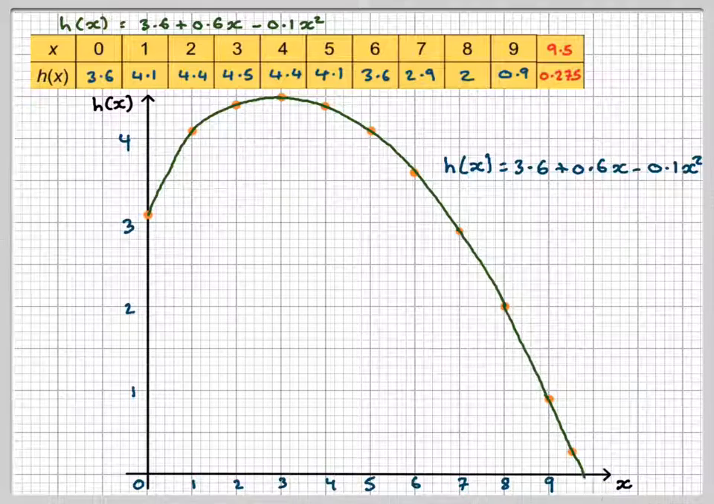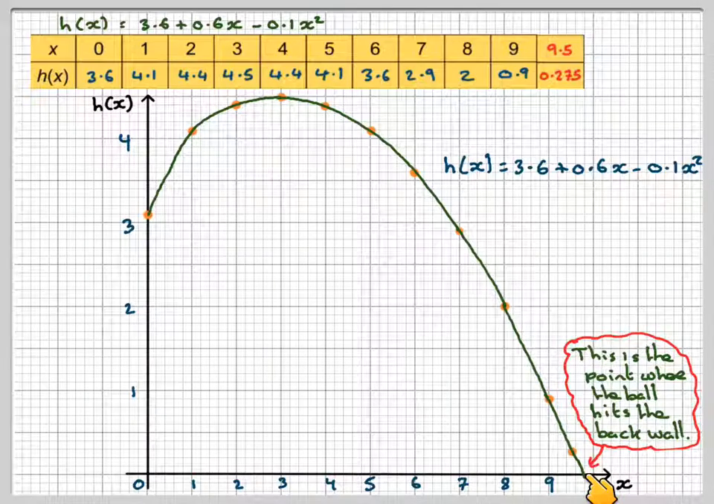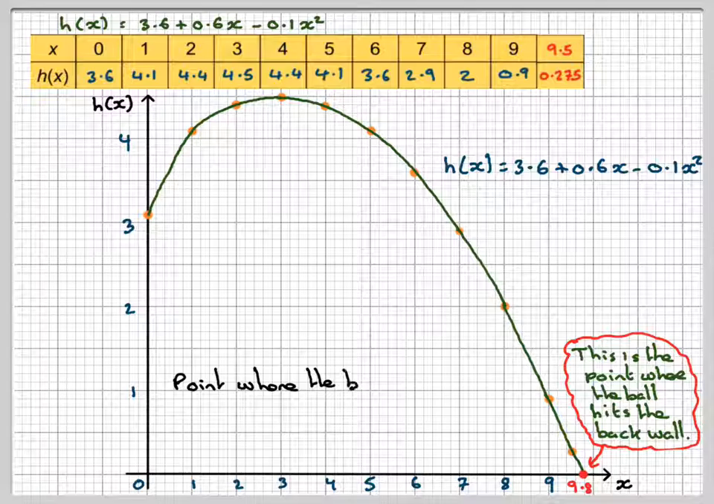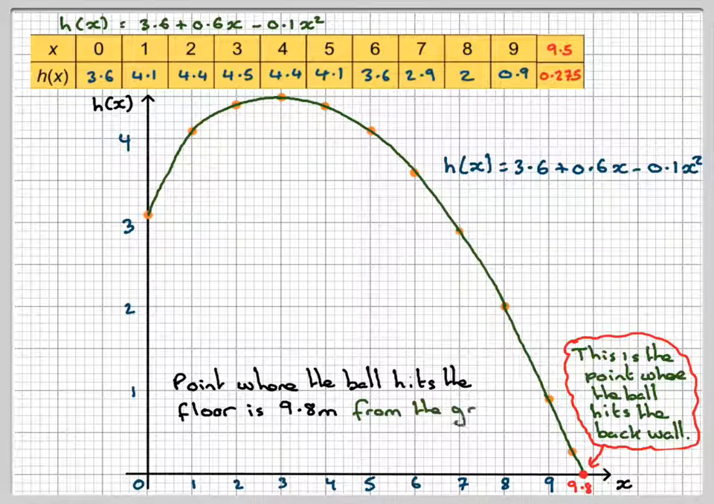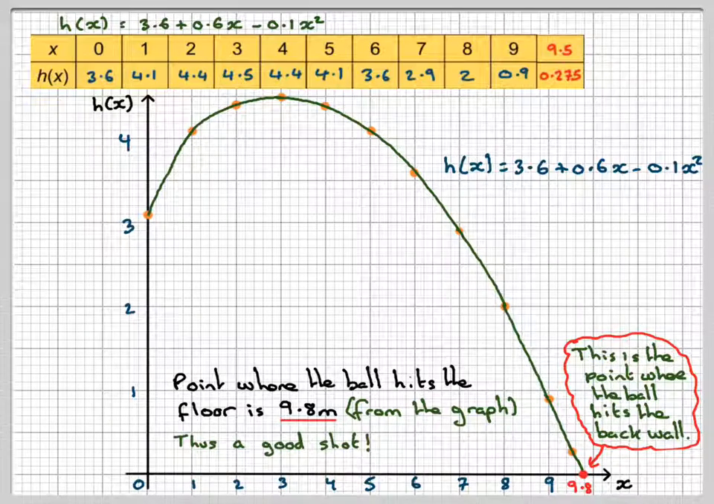Now this point here is where it hits the floor, so this is the point that we're interested in, whether this point here is where x, the horizontal distance from the wall, is 9.8. This you could consider to be the front wall of the court, and this you can consider to be the length. So we can see that that is 9.8, therefore the point where the ball hits the floor will be 9.8 metres from the graph, and therefore that was the point where the floor of the court met the back wall of the court, thus producing a good shot.